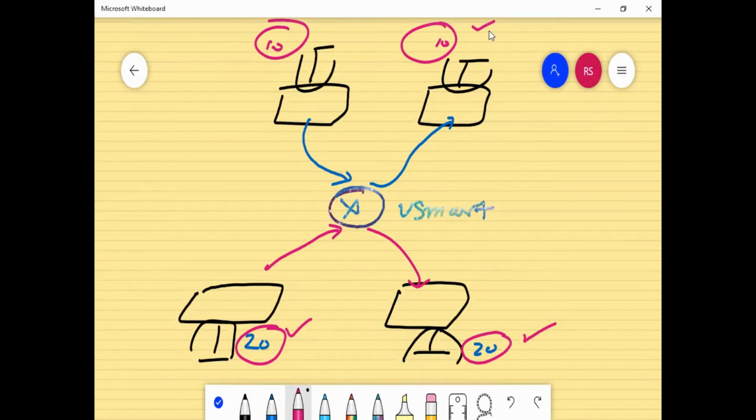Is there any doubt in this particular concept? Munir, is it fine? Yeah, it's fine for now. Okay.